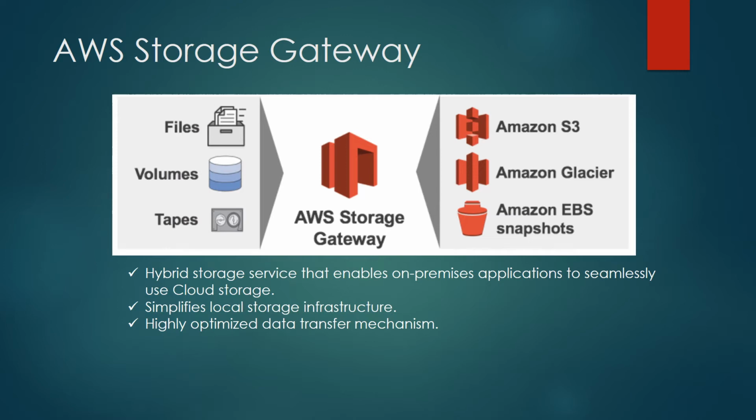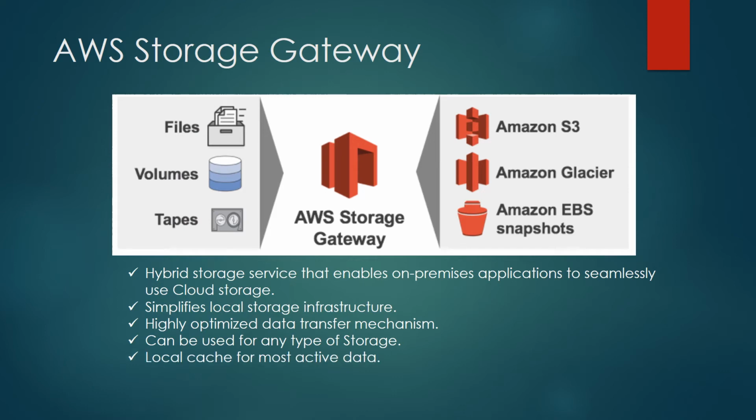The gateway connects to AWS storage services providing storage for files, volumes, snapshots, and virtual tapes in AWS. This has bandwidth management, automated network resilience, and efficient data transfer, along with a local cache which is used for on-premises access to your most active data.